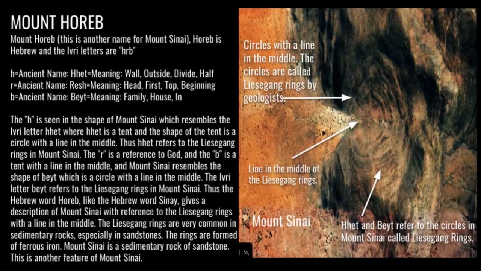So the Ivri word Horeb and the Ivri word Sinai, these words, they are describing a feature, a characteristic of this mountain. And that feature, that characteristic, it is the Liesegang ring. According to geologists, these circles with a line in the middle, they are called Liesegang rings.